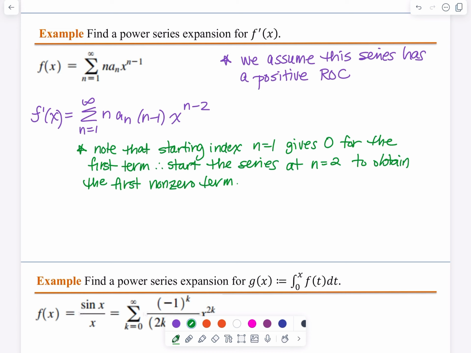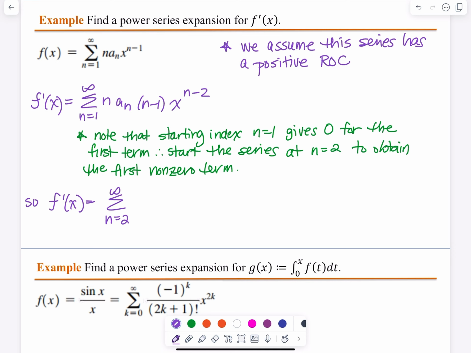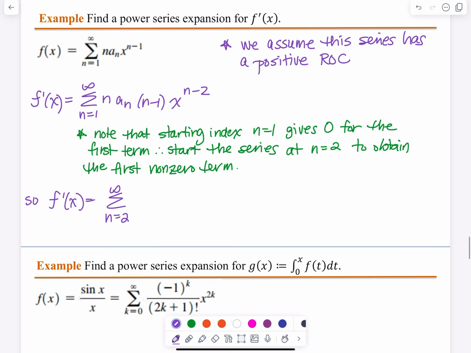Okay, so let's do that. So we will have f prime of x equal the sum n equal 2 to infinity, and we will just have n, and I'll put that n minus 1 right after that, a sub n x to the n minus 2.